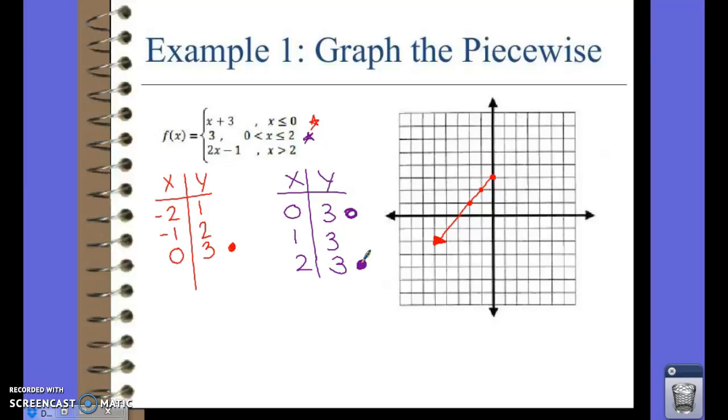You're going, I don't care about what happens to the left of 0. I don't care about what's to the right of 2. I only care about what's happening from 0 to 2. So from 0 to 2, this graph is at 3. And what happened this time? My graph's actually connected. So that's okay. You have an open on a closed, so it just remains closed.